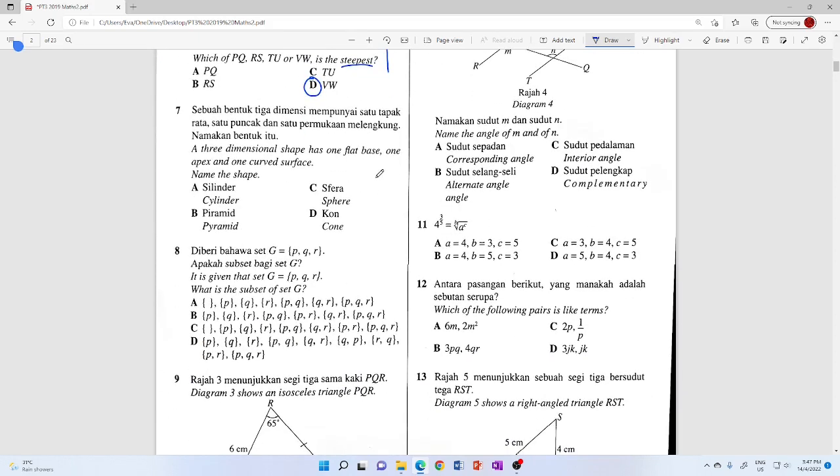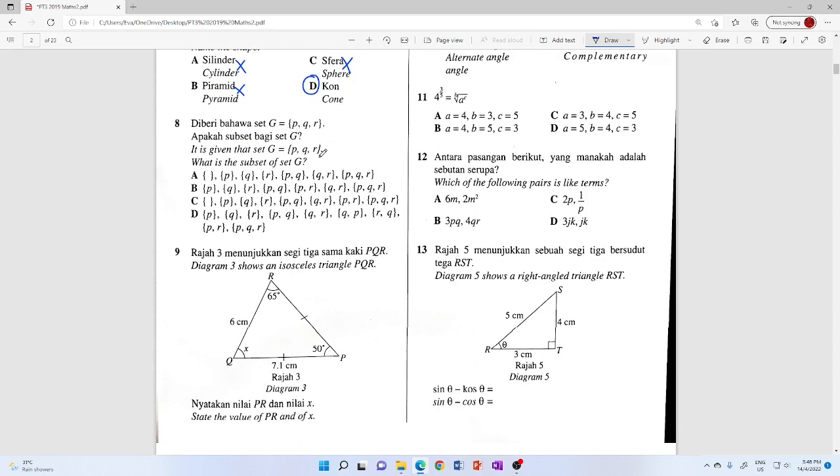Question 7. A 3D shape has one flat base, one apex. Apex meaning that is the highest point. And one curved surface. A cylinder, we do not have apex. Sphere also doesn't have apex. Pyramid does not have curved surface, so the answer is cone.